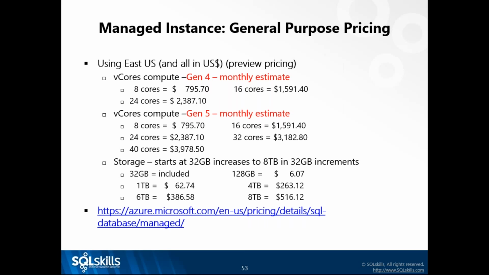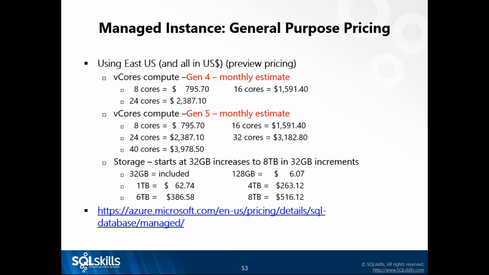So pricing models, you can see here your Gen 4, Gen 5, your pricing, your storage, I mean, 32 gig included, going up to 8 terabytes, $516 more a month. That would double because this is preview pricing. So even then, to have 8 terabytes of remote SSD, $1,000 a month, 12 grand a year, that's pretty cheap for enterprise class storage, where this has multiple layers of redundancy back behind it as well.